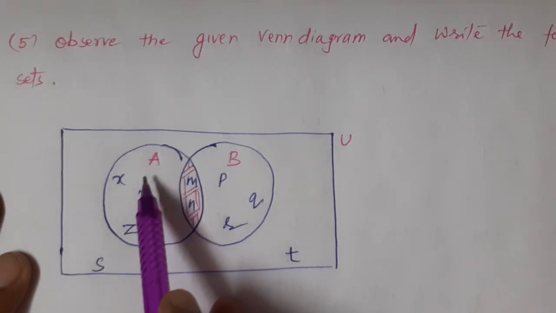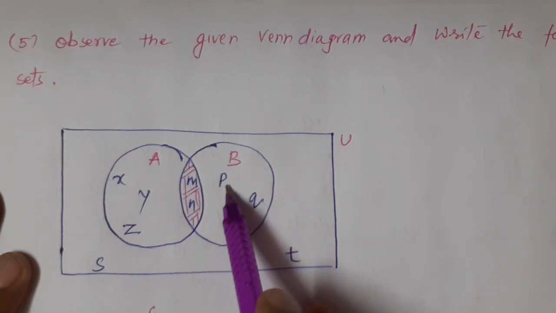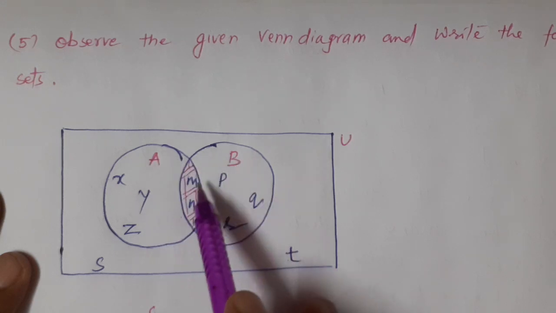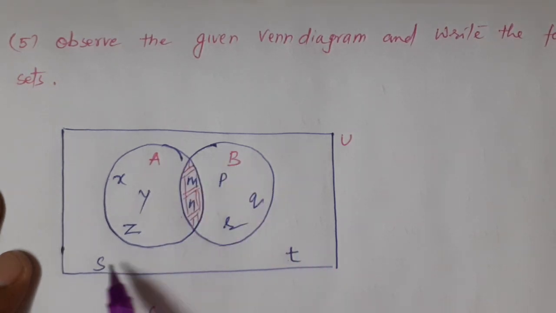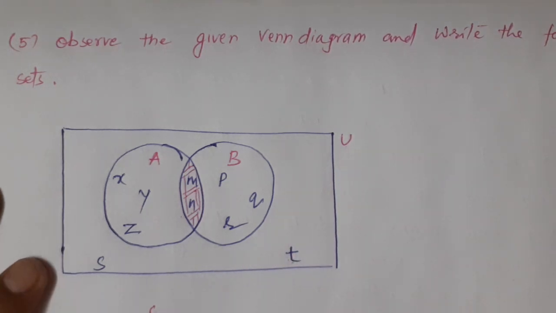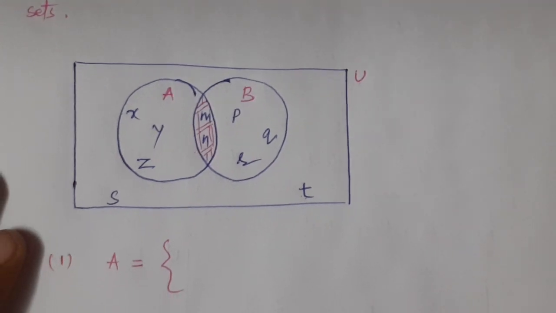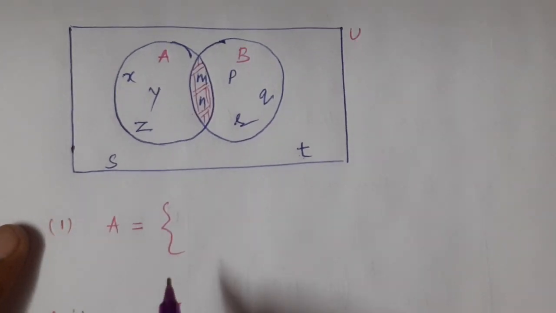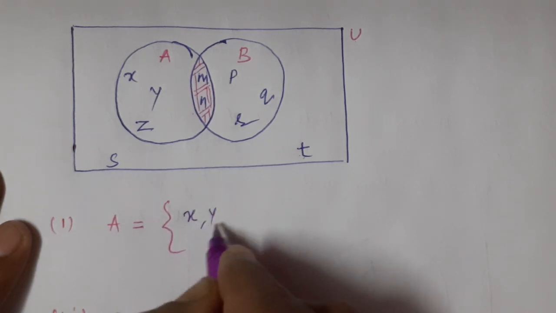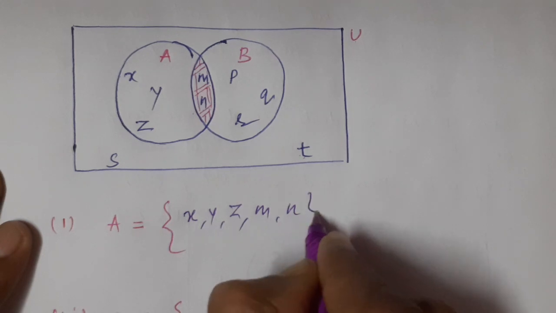A set comprises X, Y, Z, M, N. B set comprises P, Q, R, M, N. This is the intersection of both sets A and B: M and N. S and T are part of the universal set. So first of all you have to calculate the value of A. A set comprises how many elements? A set comprises the elements X, Y, Z, M and N.